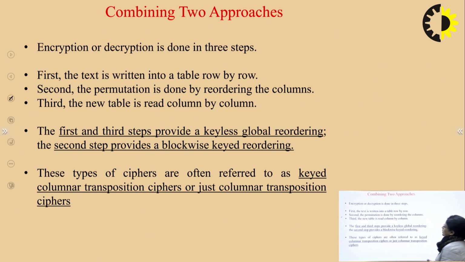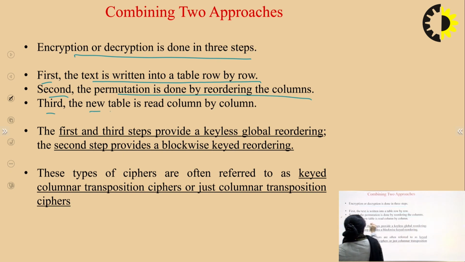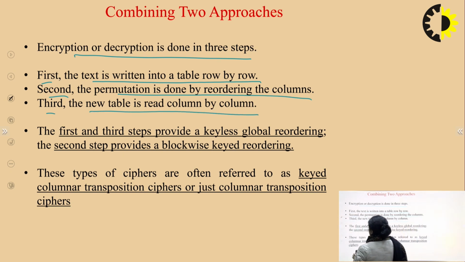Now we can also have a third approach where we can combine both the approaches. Here the encryption or decryption can be done in three steps. In the first step, the text is written in a table row wise. In the second, the permutation is done by reordering the columns, and in the third, the new table is read column by column. Here we are saying that we are going for a combined approach.